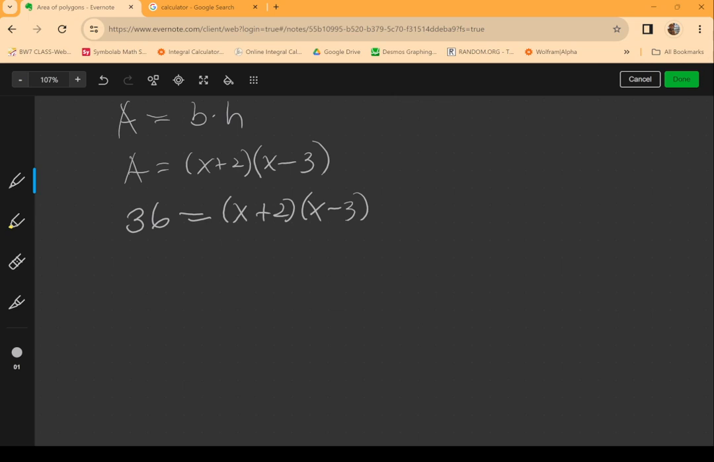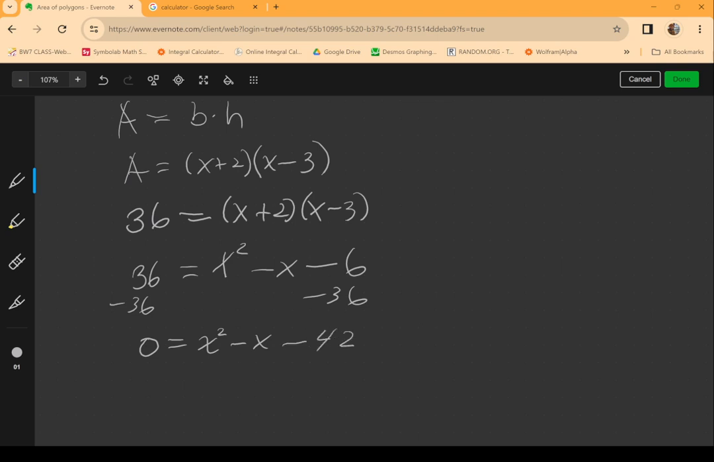Turns out it looks like it's going to be a quadratic, so we have 36 equals x squared minus x minus 6. All right. Okay, subtract 36 from both sides, set it equal to 0, and we get 0 equals x squared minus x, this becomes minus 42.